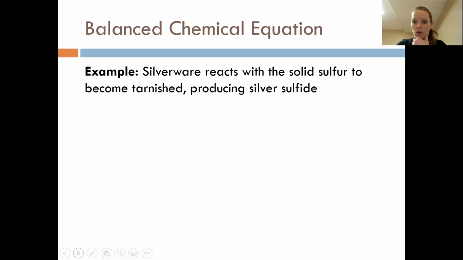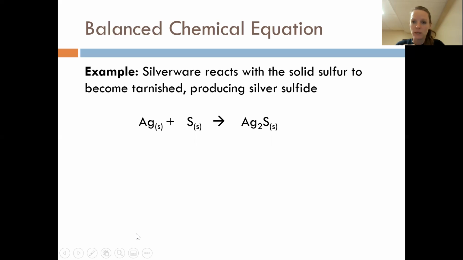Silverware reacts with the solid sulfur to become tarnished, producing silver sulfide. So here's our equation. It's silver reacting with sulfur to make silver sulfide. Silver is just Ag, it's a solid. Sulfur, it says, is a solid in the word equation. So this is just S. It's not part of Brooncliffe or Hofbrinkel. So it's just S, and it says it's a solid. Silver is +1, sulfide is -2. Swap and drop gives me Ag2S, and it is a solid.